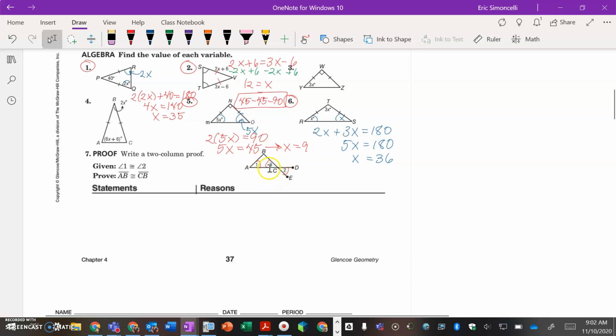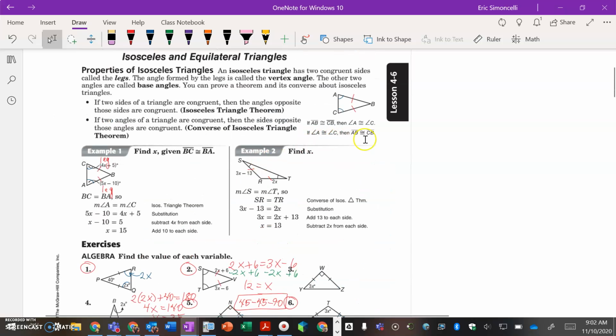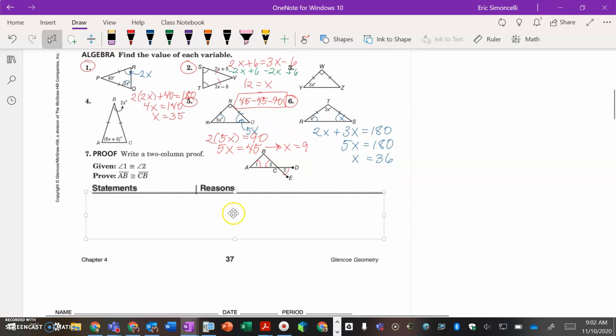And because the base angles are congruent, it shouldn't come as a big surprise. If the base angles are congruent, therefore the sides must be congruent. That is the converse of the isosceles triangle theorem. Okay, so let's take a look.